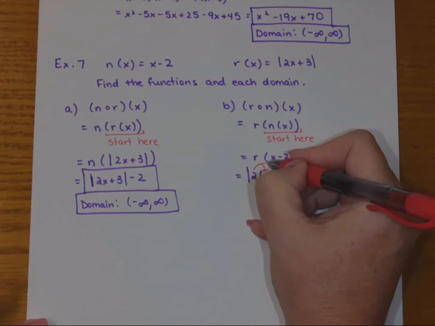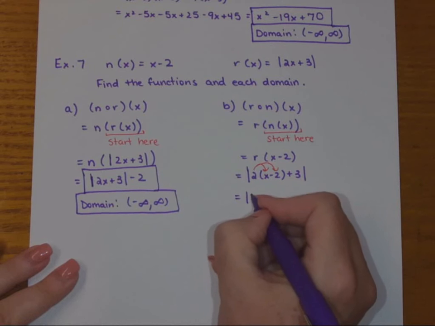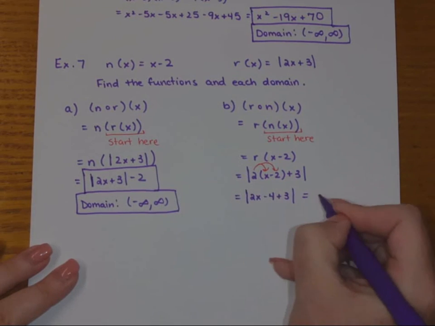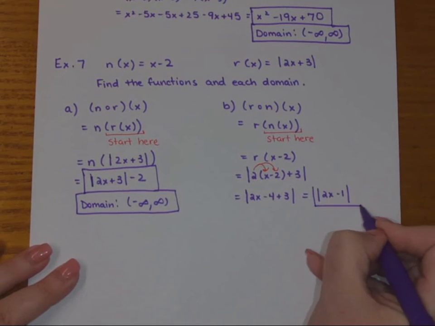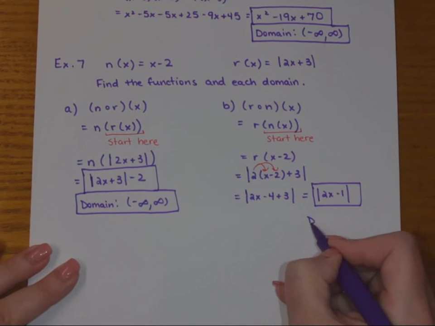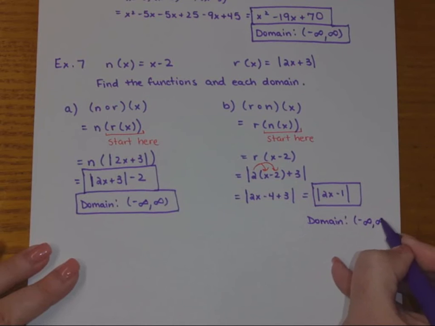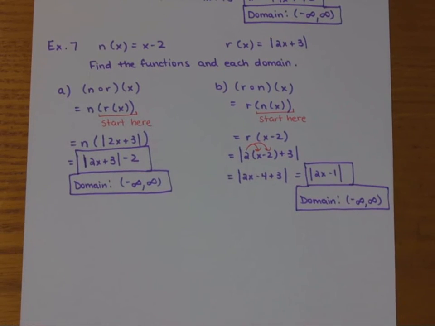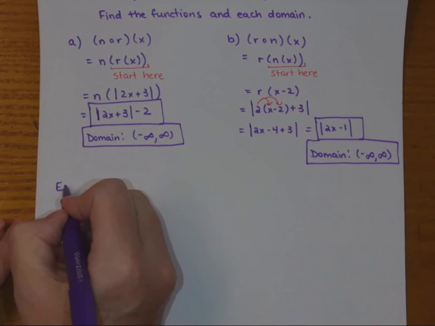But then because we're inside the absolute value, we can clean this up a little bit. So keep the absolute value bars, but go ahead and distribute. So 2x minus 4 plus 3, which would reduce to the absolute value of 2x minus 1. Okay, and for the same reason that I said before, the domain here is not restricted, so it's just negative infinity to infinity. If you always start on the inside, these compositions of functions really aren't so bad.